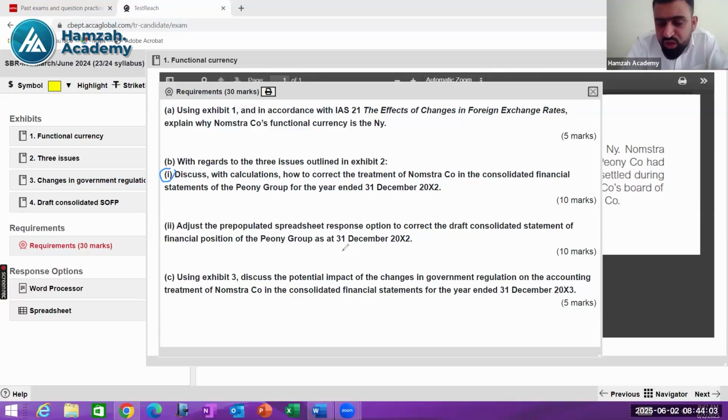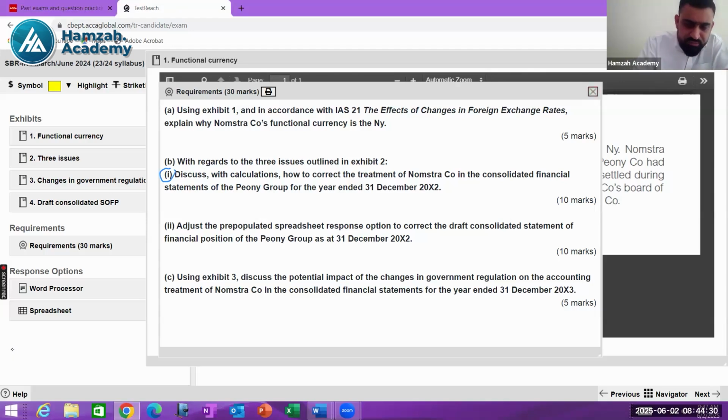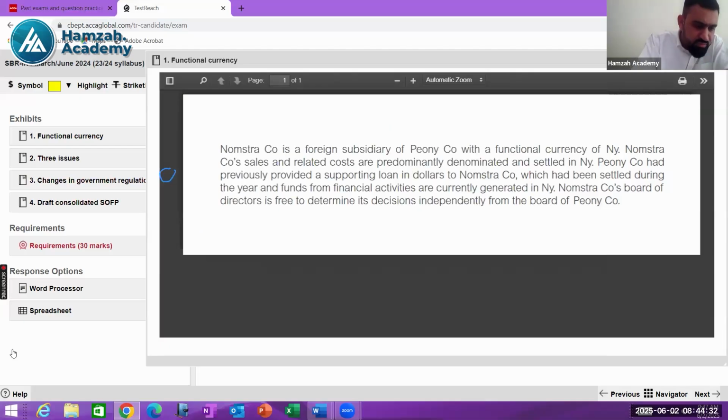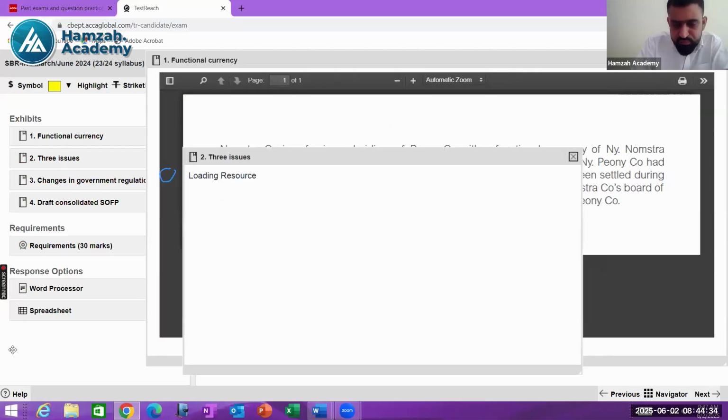And both of these two requirements have total 20 marks. Now, the calculation part will be done in a spreadsheet and the discussion part will be done in a word processor. So when you have done the calculation, then after the calculation you can discuss how you have calculated and what the logic is behind those calculations here in the word processor. Now, coming back to the three issues.